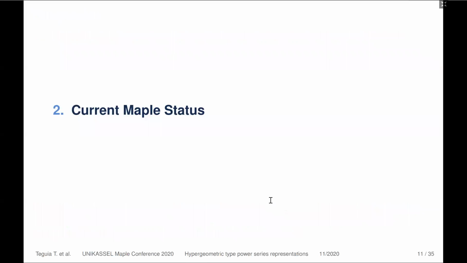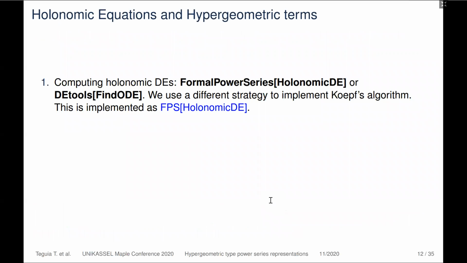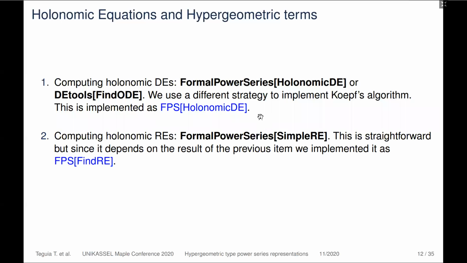Let us now talk about the Maple status in computing power series. For computing differential equations, Maple used the code holonomicDE from the module FormalPowerSeries, which is similar to the code FindODE of the DEtools package. As we use a different strategy at this step, we have our implementation, also called holonomicDE, from our module FPS. This is generally more efficient when we have many linearly independent terms in the input.